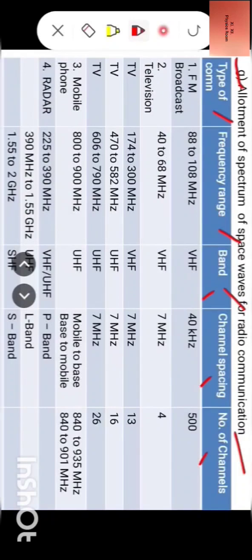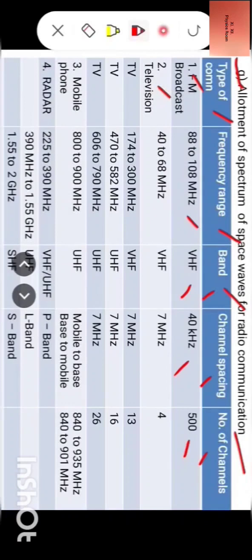Now first type of communication we come across is FM broadcast. Frequency range of FM band is 88 to 108 megahertz, and the band is VHF. Channel spacing is 40 kilohertz. For all sound wave communication, we have in space wave channel spacing as 40 kilohertz, and number of channels accommodated in the FM broadcast is 500.